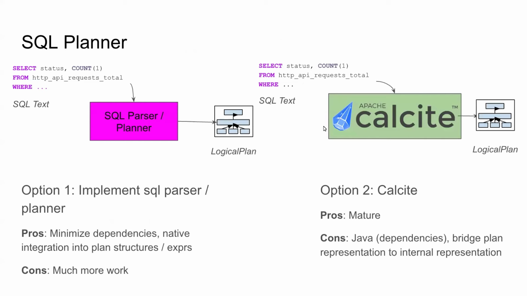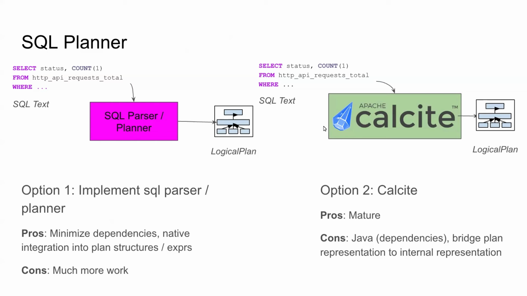Another thing you have to figure out is planning. Planning is the process of going from a text string, right? That's how you actually type SQL, right? It's a text string. And it comes eventually to a plan, which is a description of the data flow graph. And so the question is, do you write your own translation of text string to data flow graph, or do you use an existing planner?